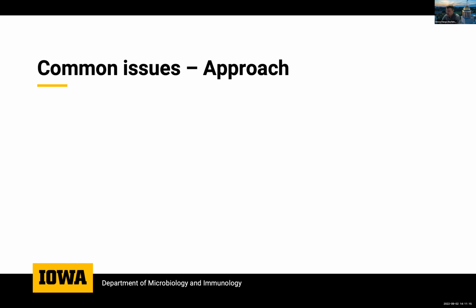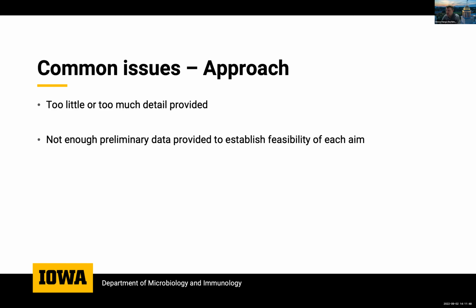And then the common approach issues are that you have either too little detail or too much detail provided. And this can be a common one for new investigators. Generally, you feel like you have to provide more detail because you may think you're not going to get the benefit of the doubt as a new investigator. And so you provide too much experimental detail at the cost of not providing enough rationale. And so you want to make sure you strike the right balance there.